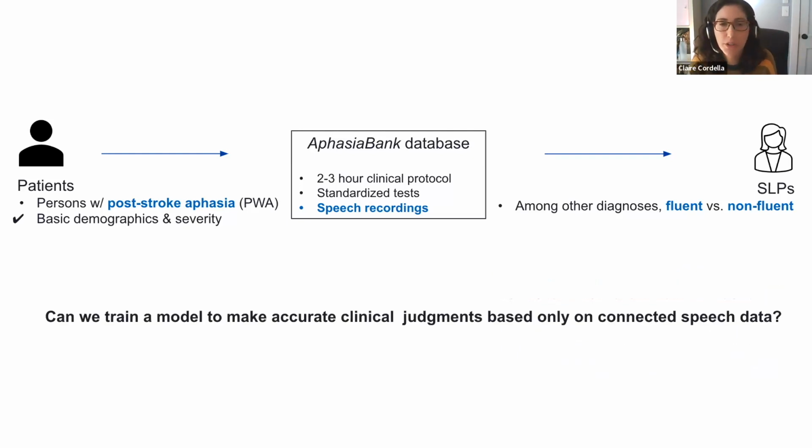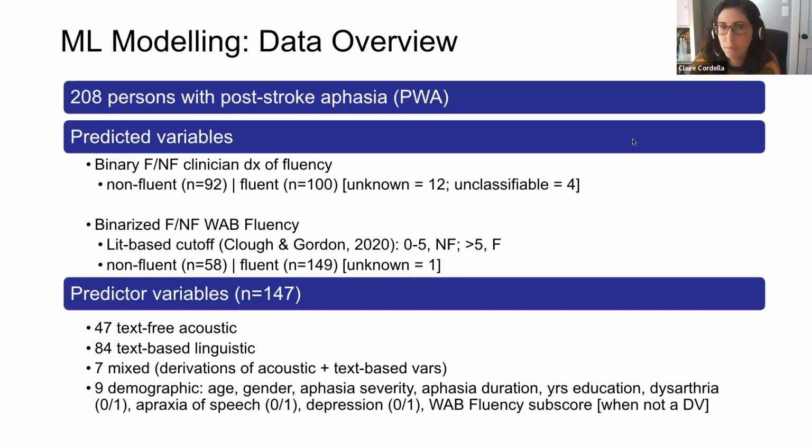And we're asking the question: can we train a model to make accurate clinical judgments using only connected speech? Because this, again, would have implications for how scalable diagnosis could be. So, an overview: 208 people with aphasia in this particular analysis, and two ways of predicting fluency. Depending on how we define fluency, we end up with more or less balanced groups, which is something to note. And then 147 individual predictor variables, including 47 text-free acoustic, 84 linguistic, and 7 that are derivations of those. Similar to Manny, we're also interested in demographic features and how those affect the model, so we've included whatever demographics were available in the database.